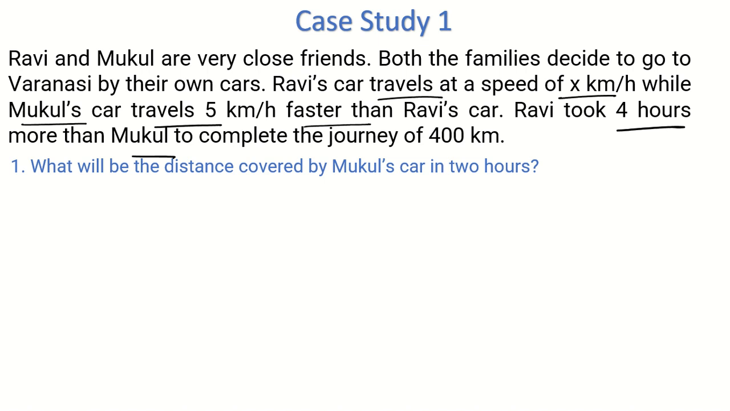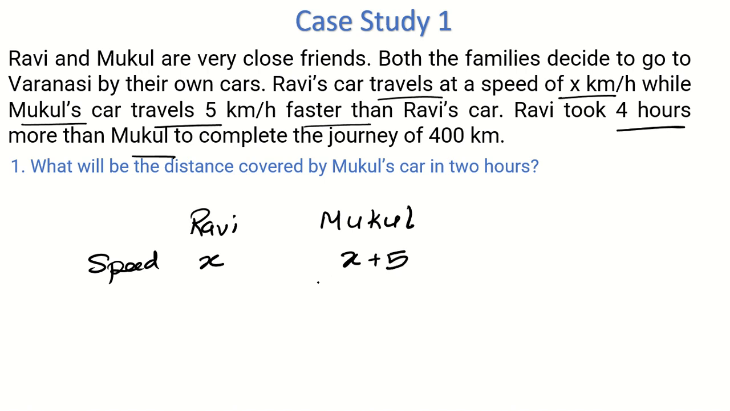They say, what will be the distance covered by Mukul's car in 2 hours? The important thing here is that we'll try to form the equation and then we'll see the answers. Two persons are here, one is Ravi and another is Mukul. Now, what are they doing? First of all, they go with a speed. Ravi goes with x kilometers per hour and Mukul goes 5 kilometers per hour faster than Ravi, so his speed will be x plus 5, of course in kilometers per hour.